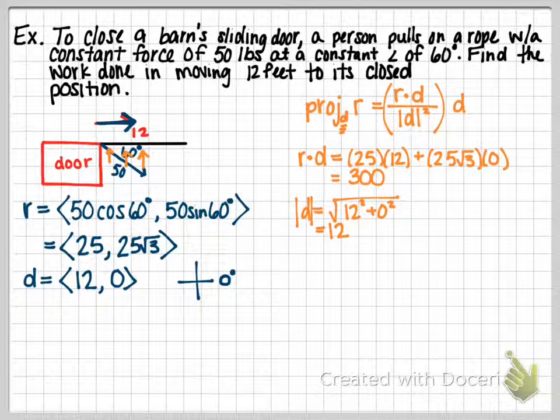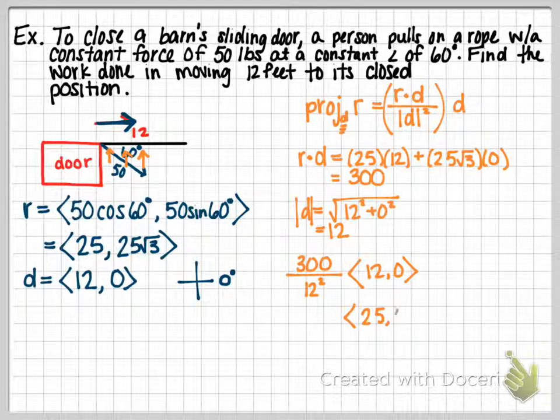All right, so here we go. I'm going to take the dot product, which is 300, over the magnitude, which is 12, squared. And then we are going to take that number and distribute it out over my door vector, which was 12, 0. So if I distribute that out, I'm actually going to end back up with 25, 0 for that guy.